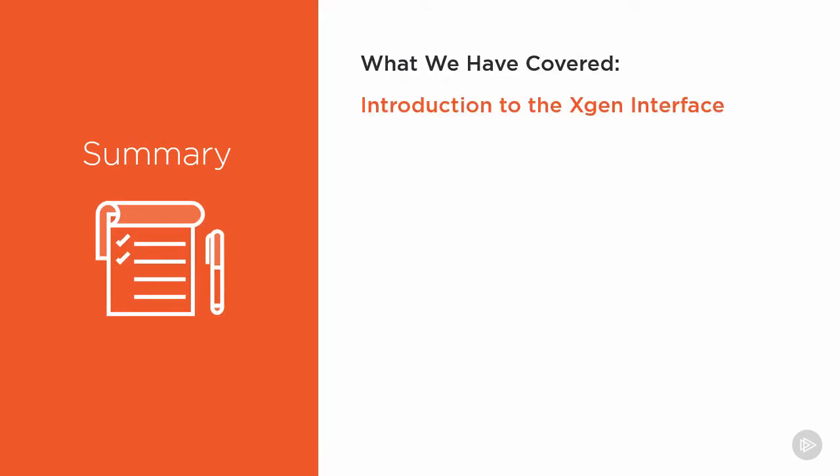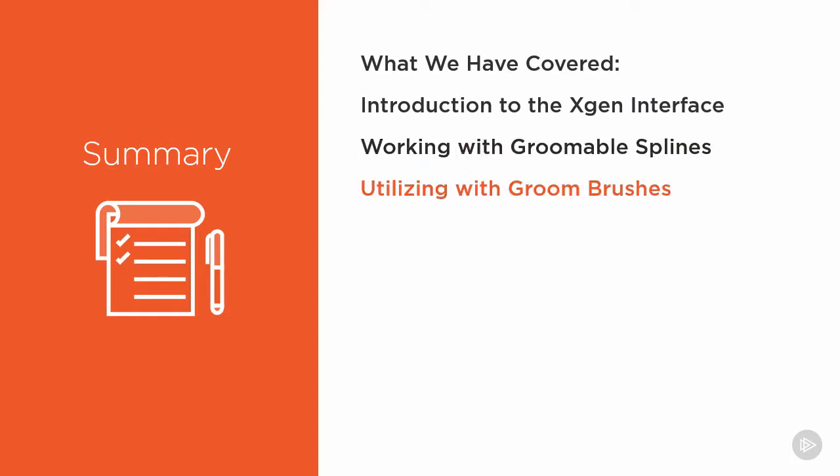So we started with a general introduction to the XGen interface, understanding where the different tabs are and how they fit into the overall XGen pipeline. After that, we took a look at working with the groomable splines, and more specifically utilizing the different groom brushes to actually style our groomable splines. After that, we took a look at using XGen modifiers. We specifically took a look at working with the cut modifier and the noise modifier.